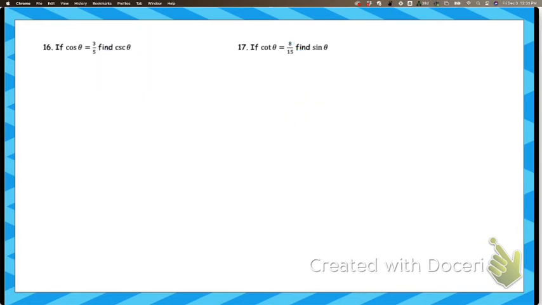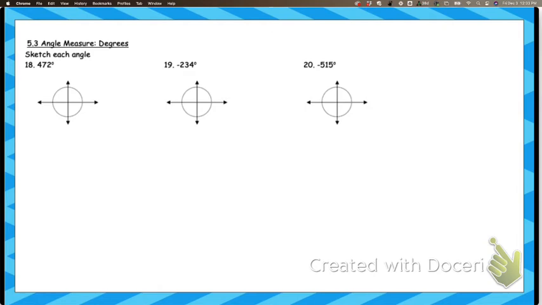All right, so after trig, then we came back from Thanksgiving break and we started looking at all these degree measurements. So we started off a little bit easier with degrees before moving into radians. So the way we sketch these angles, we figure out which quadrant does it end in. So I'm going to go ahead and label the ones that we know. I've got 0, 90, 180, 270, 360.